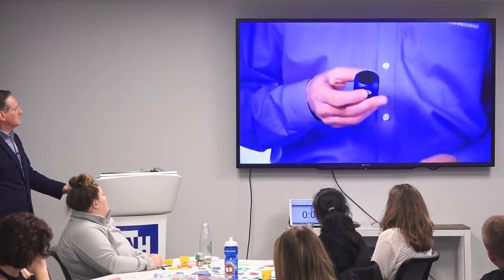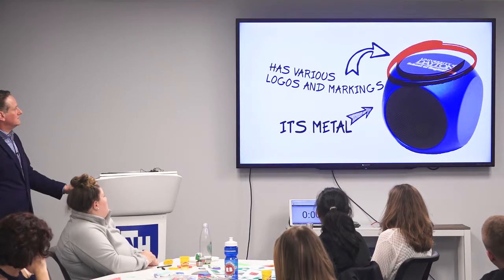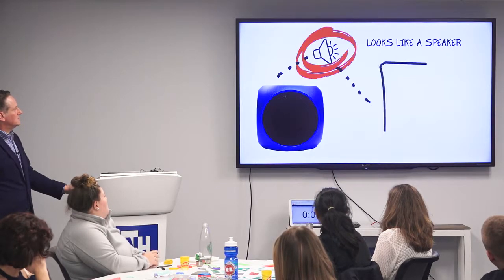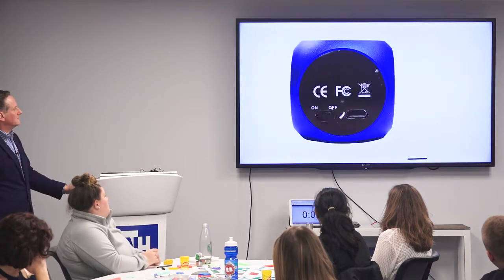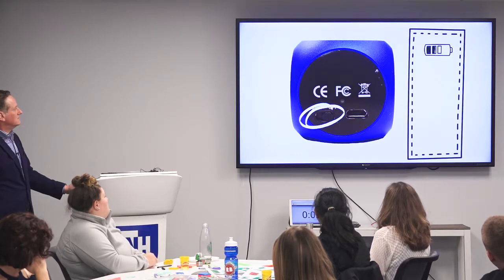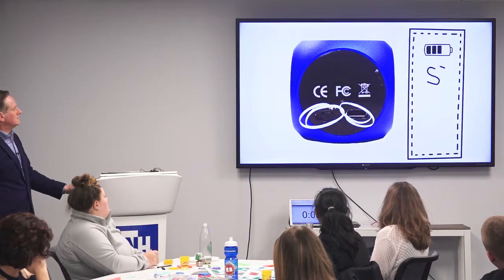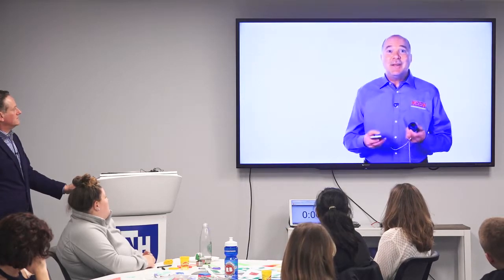It's a blue cube. It's metal. It has various logos and markings. Looks like a speaker. And of course, a speaker has a magnet, a coil, and a cone. On the back here, it has an on-off switch. So there's likely a battery inside. It has a USB plug for connecting with a computer, for charging and playing music. It also has a headphone plug, which can be used for other devices like smartphones or other music devices. And it plays music.